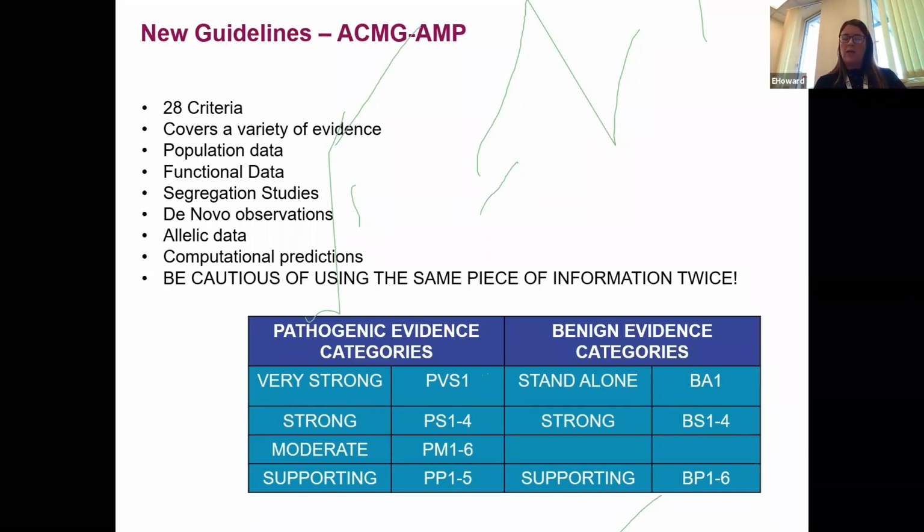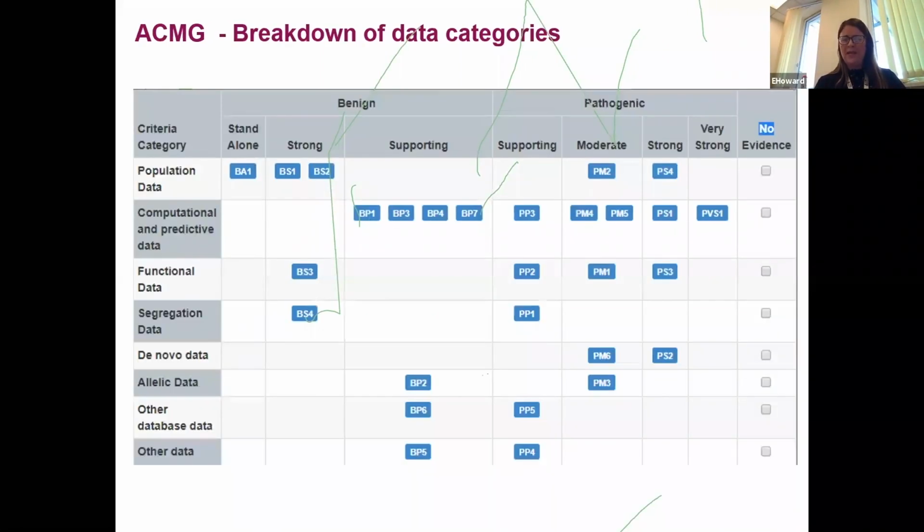The benign category, there's 3 of them: standalone, strong, and supporting. BA1 is the only standalone category. There are 4 strong categories and 6 supporting categories. And how does that look if we were looking at the interpretation?